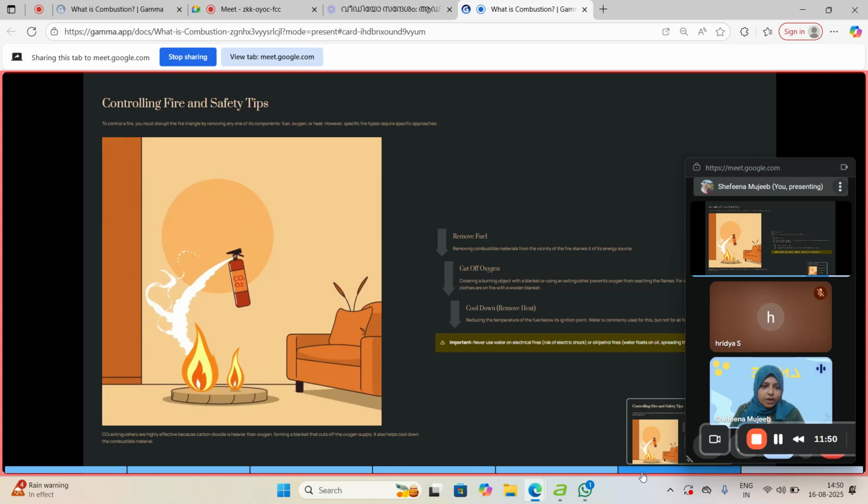Then remove fuel. We should keep fuels away from combustion-risk areas. For example, if we keep a spray bottle near our LPG gas stove, it may lead to combustion. Or if we burn a spray bottle with our waste, it will burn out with a bursting sound and may cause an explosion. So these are all the special measures or safety measures to control a fire and other combustion calamities. Okay, then next slide.